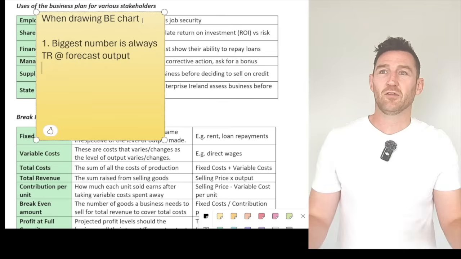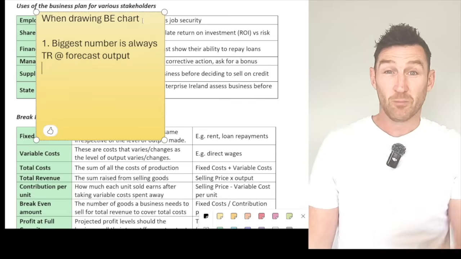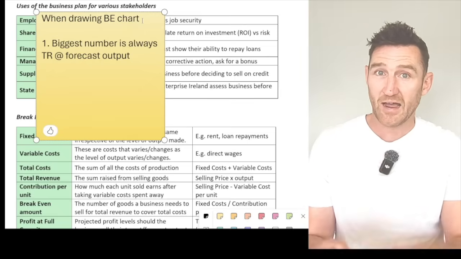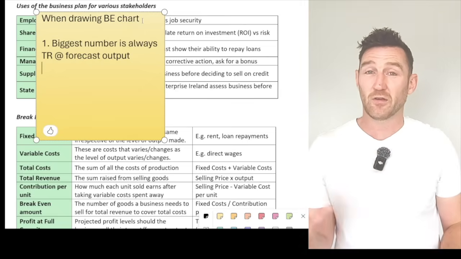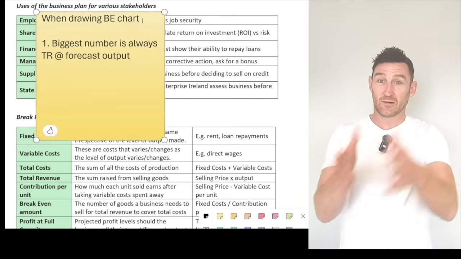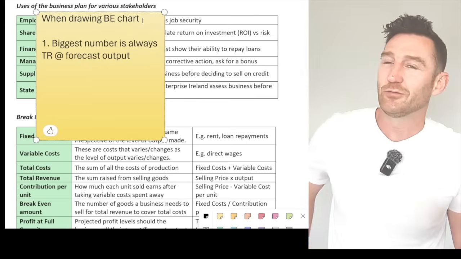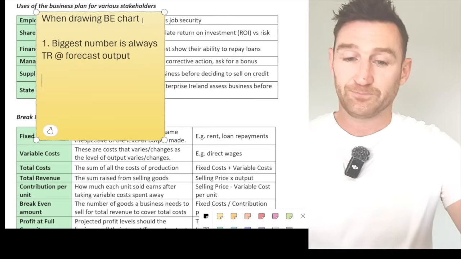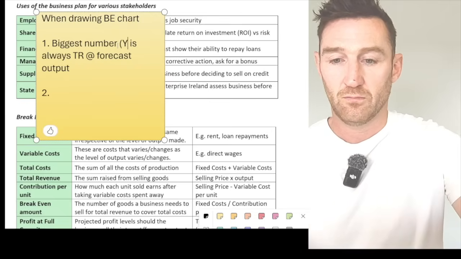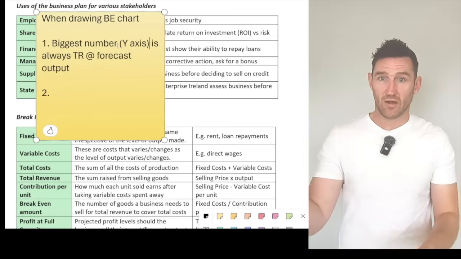So I see students all the time who say, I can do the maths bit, but they forget about the chart, and actually you're leaving a crazy amount of marks behind by not getting a title, a y-axis, an x-axis, and a fixed cost line. If you get those four down, you've basically gone from 50% not doing the chart to 70% of the marks for getting the basics. So there is low-hanging fruit there. Don't just rule it out. At least do that. So the biggest number on the y-axis, sorry, I should say y-axis there, is always total revenue at forecast output.